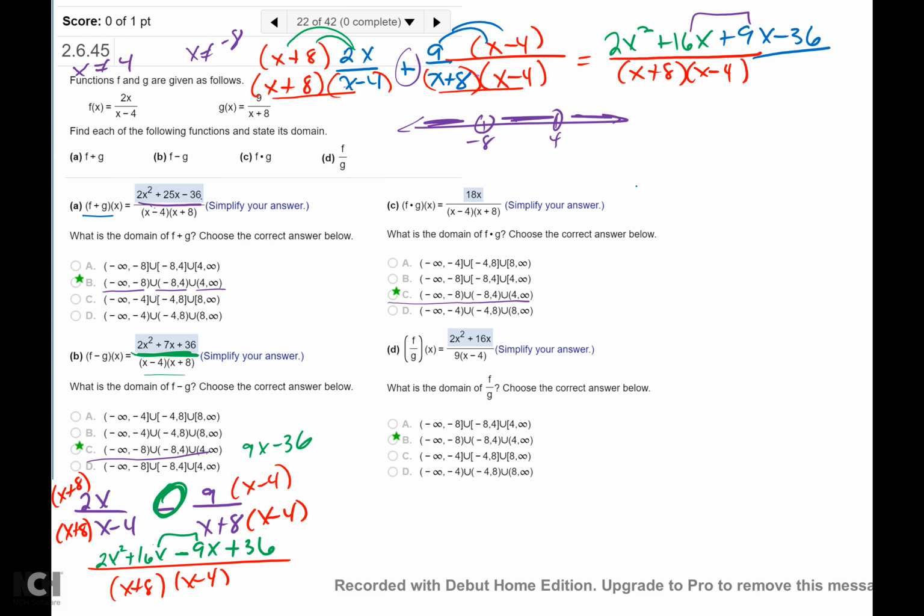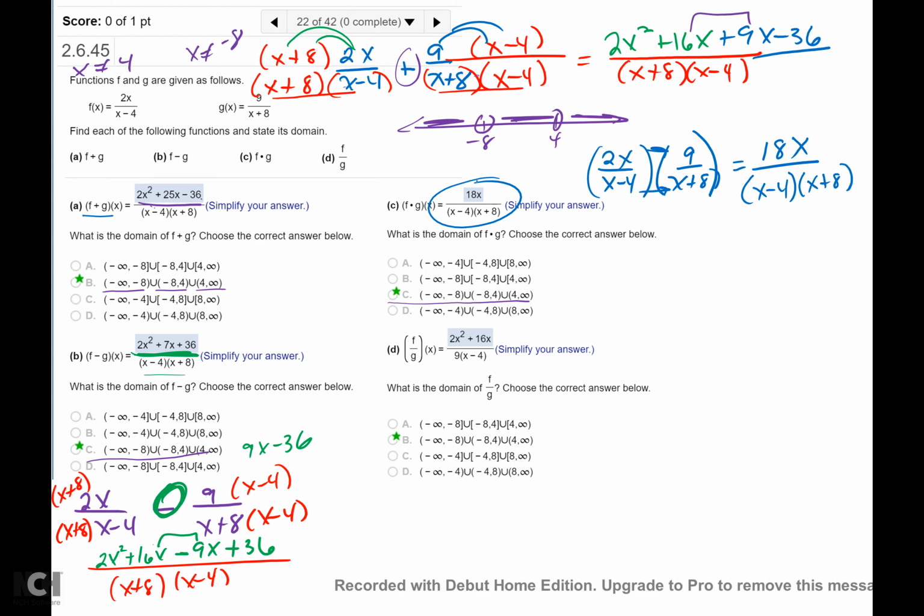Alright, f times g. We're going to take the f function, and we're going to multiply it by the g function. And when you multiply fractions, you multiply straight across the top, which is going to give me 18x. And you multiply straight across the bottom, and they didn't multiply it out. They just left it in factors. And there's my product, same denominator.